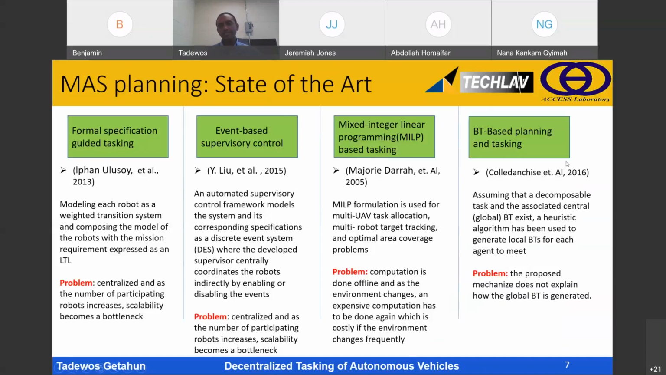And in 2016, there is a paper, BT-based planning and tasking. In this paper, they try to introduce a very large behavior tree. And from the behavior tree, they try to assign agents part of the task. However, they didn't discuss how they generate the behavior tree, and also having a very large or global behavior tree is not efficient. So we'll try to address these issues in this work.